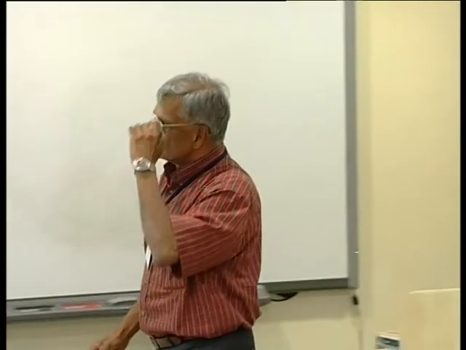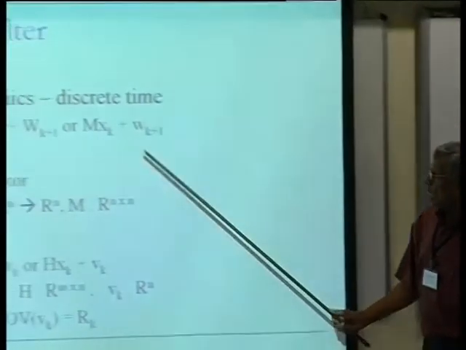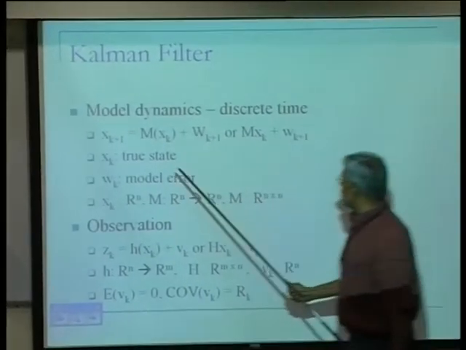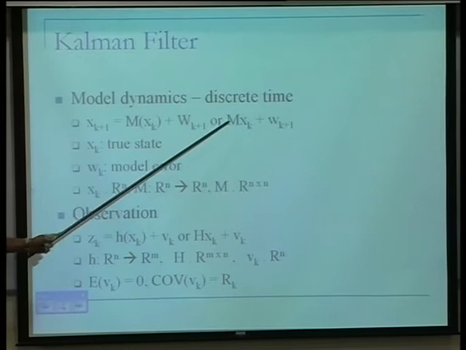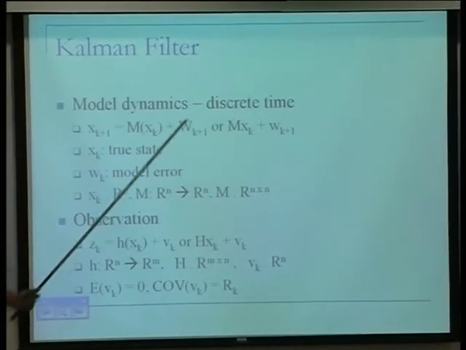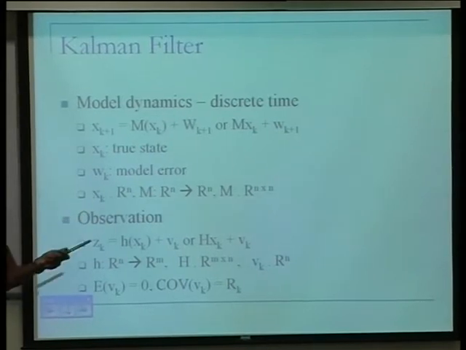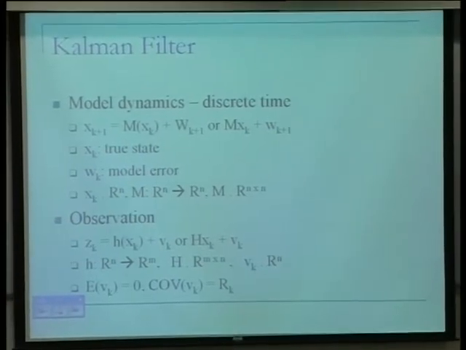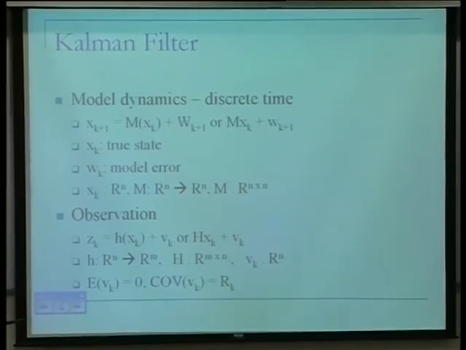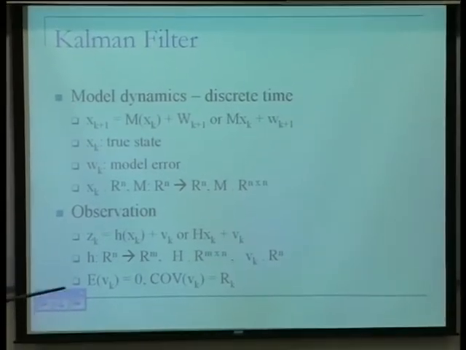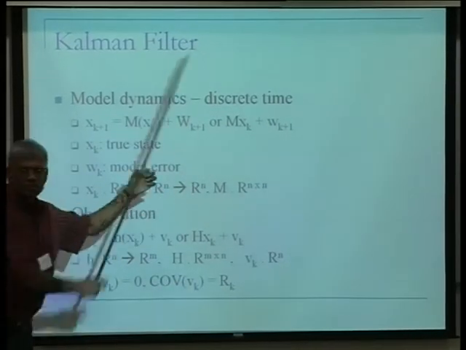Okay. So this is model dynamics in discrete time. If the model is nonlinear, I have a nonlinear map. If the model is linear, I have a matrix times a vector. The model is not perfect. The model has error. We have been talking about this. If I knew the model error, I would have corrected it. I don't know the model error. I'm going to assume the model error is captured by a white noise sequence.